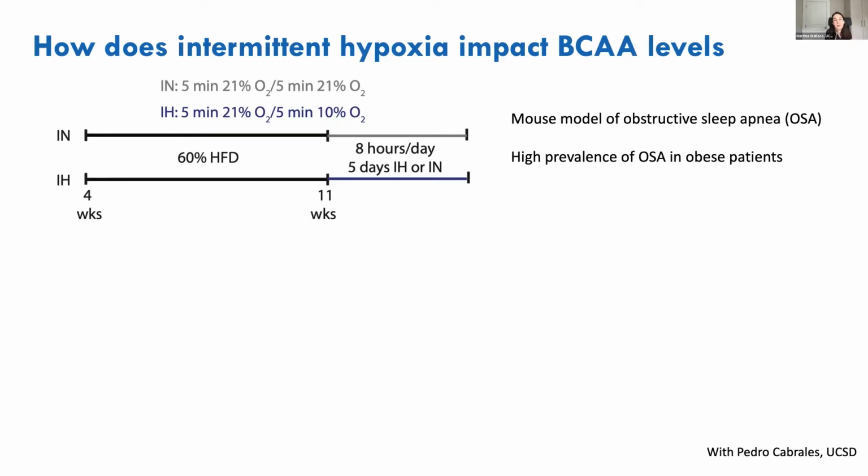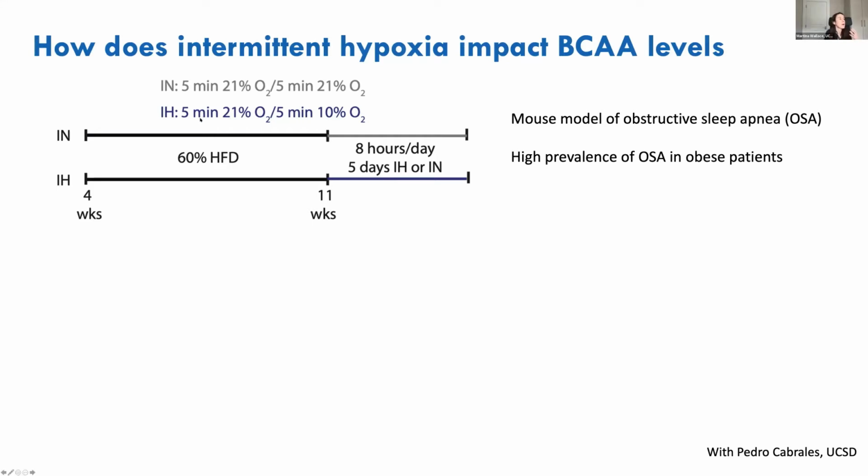apply an intermittent hypoxic stress to our high-fat mouse model. So basically what we did is we took mice that had been fed a 60% high-fat diet for 7 weeks, so that they were quite obese. And then we exposed these mice to either 8 hours a day of intermittent hypoxia or a controlled version, which is 8 hours a day of intermittent normoxia.